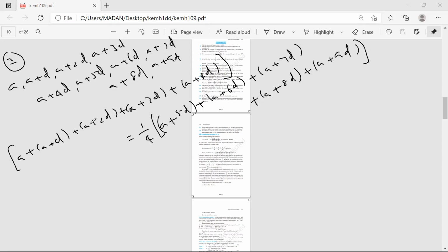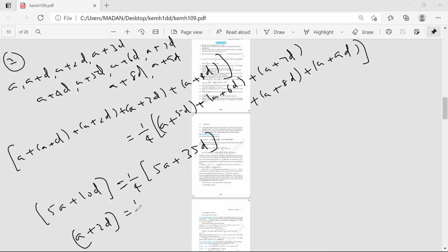How many A's? 5 A's. D's how many? 1D plus 2D is 3D, 3D plus 3D is 6D, 10D. Here also 5 A's. 5D, 6D, 11D, 11D plus 7D is 18D, 18 plus 8 is 26, 26 plus 9 is 35. So divide the total equation with 5.